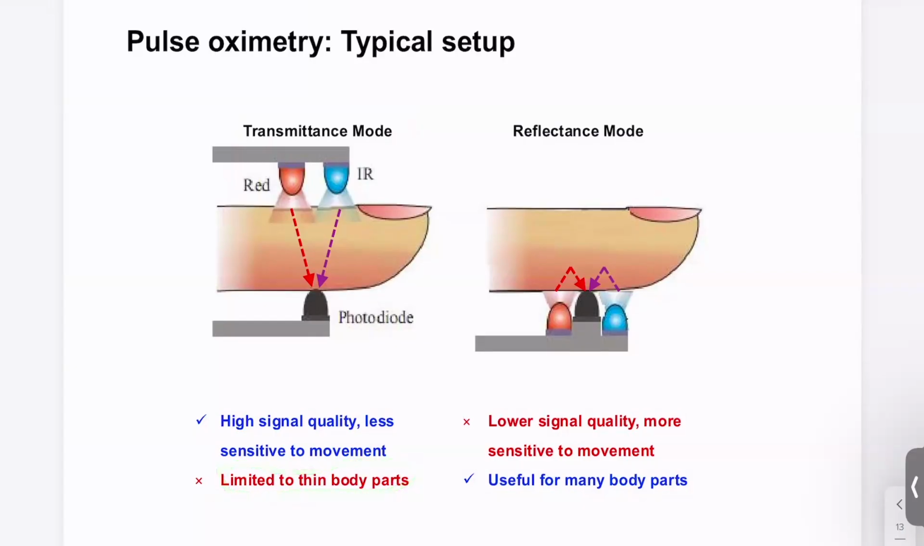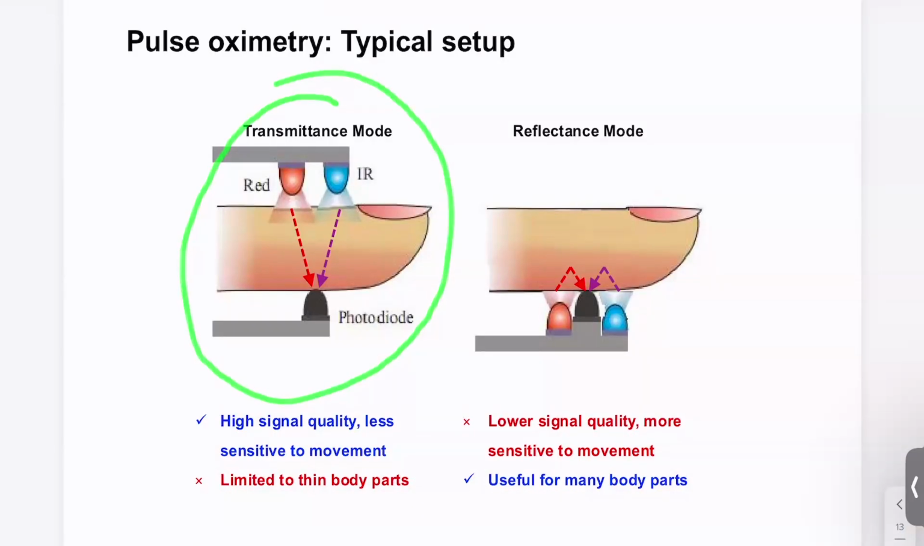parts like fingers. And then there's a reflectance mode where we place the LEDs and the photo sensor on the same side. So light goes into your finger, then is reflected back to your photodiode. So this also works, but it has low signal quality. It's more sensitive to movement. But this is useful for many body parts. You can put it on your arm or on different body parts. That works. But the first one can only apply to thin body parts.